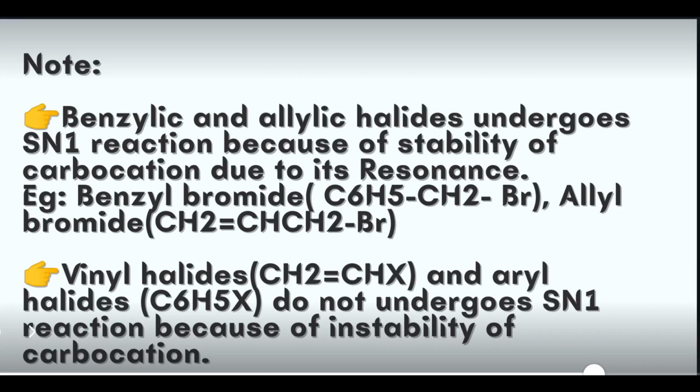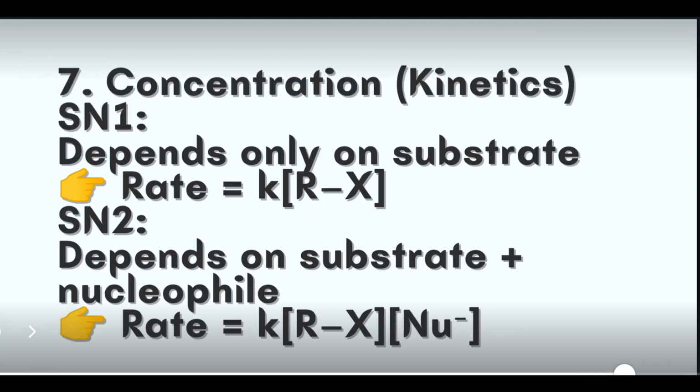Now, we see an important concept. Benzylic and allylic halides undergo SN1 reaction because of the stability of the carbocation due to resonance. Examples are benzyl bromide and allyl bromide. In the same way, vinyl halides and aryl halides do not undergo SN1 reaction because of the instability of the carbocation. Understood?